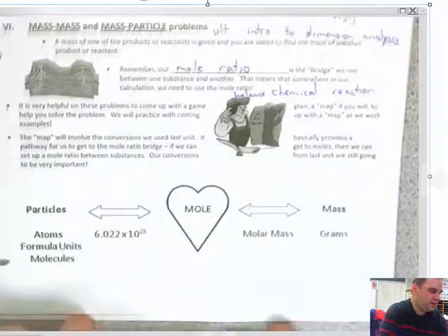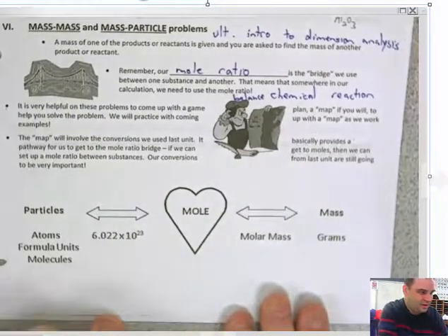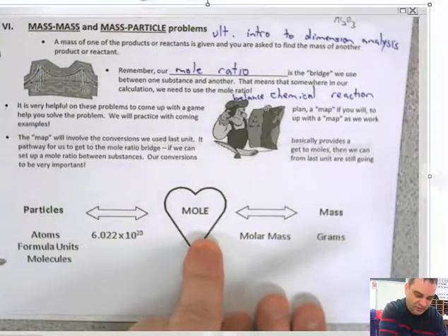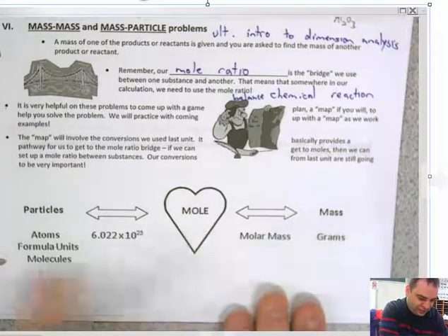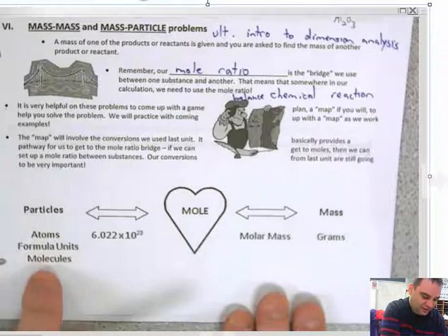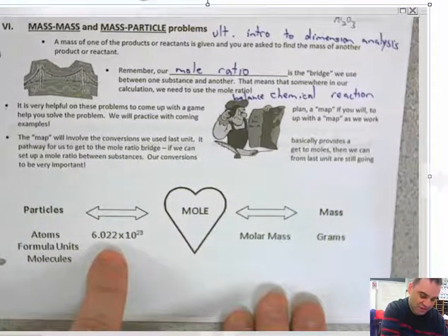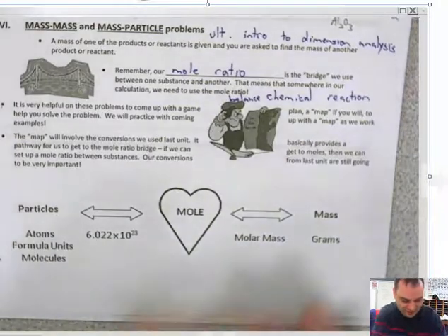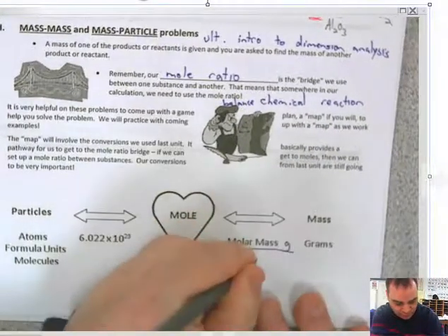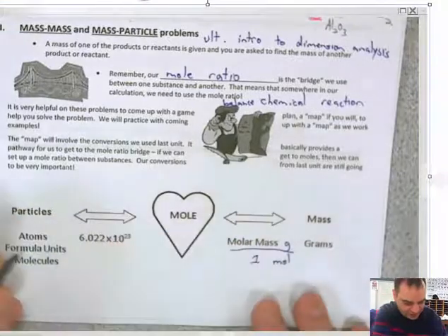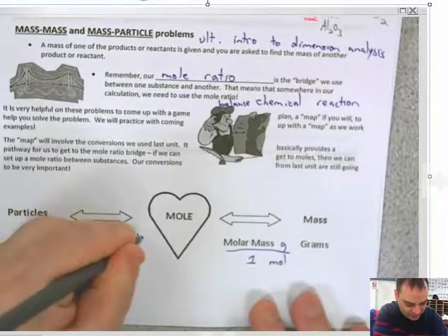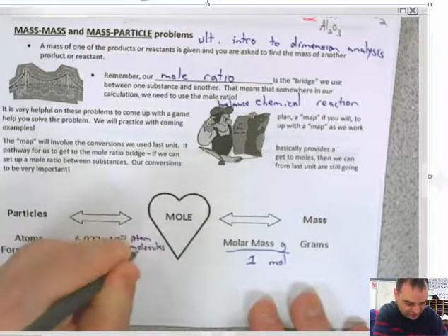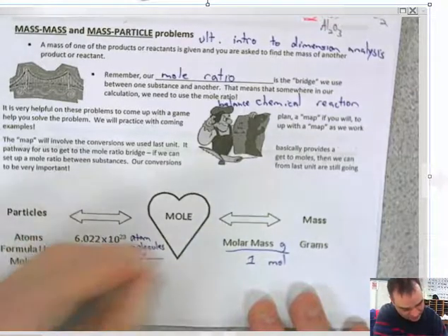Now, back in the day in a land far away, I taught you that you can go from grams to moles using the molar mass, right? I also taught you to do atoms, formula units, and molecules. You can use 6.022 times 10 to the 23rd, right? Because the molar mass, remember, it's grams over 1 mole, and then these were atoms, molecules, and formula units over 1 mole.